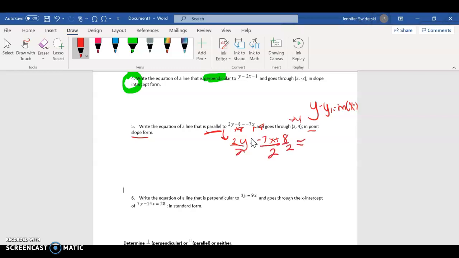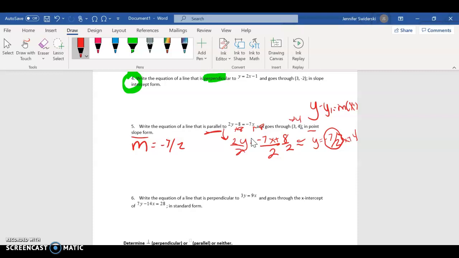So I know my slope, well, my equation would be y equals negative 7 halves x plus 4. My slope is right here, negative 7 halves. So if my slope is negative 7 halves, now they want it, because we have the same slope, now they want it in point slope form.